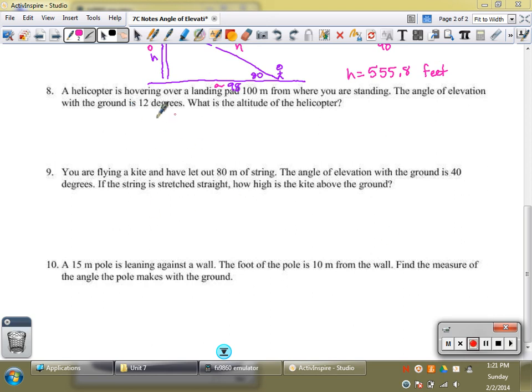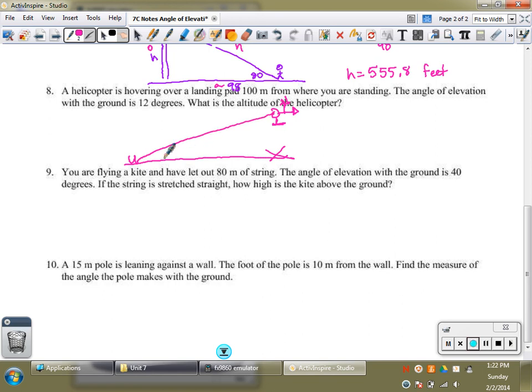The helicopter is hovering 100 over a landing pad, 100 meters from where you are standing. So, you. And there's the landing pad. And let's see my helicopter drawing skills. That looks nothing like a helicopter, but we're all going to agree that that's a helicopter. So the angle of elevation is 12. It's 100 meters over the pad. The landing pad is 100 meters from where you are standing, and we want to know the altitude of the helicopter.